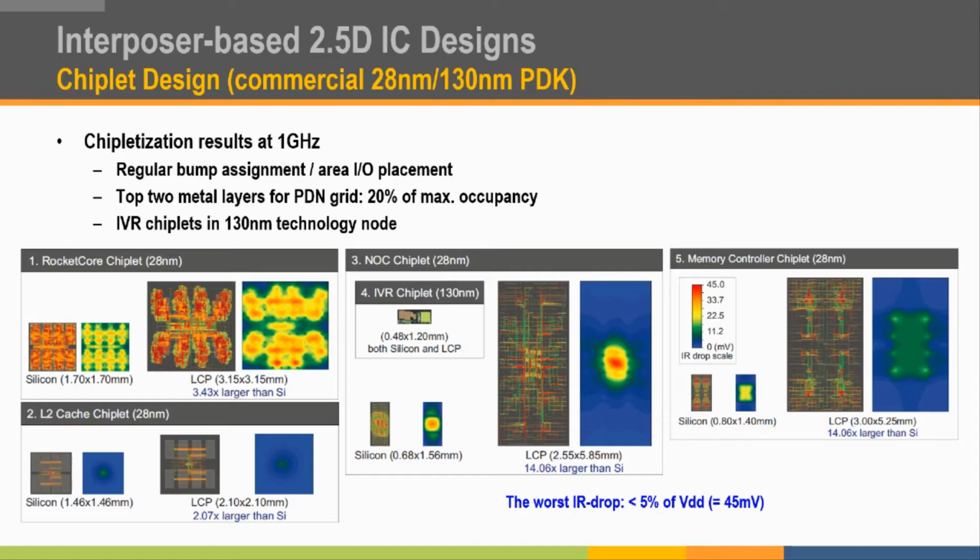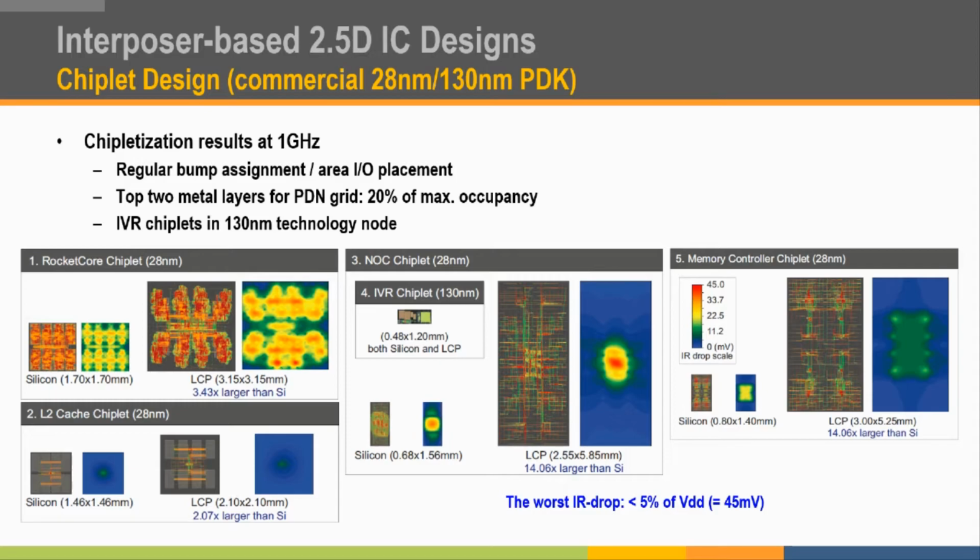the heterogeneity of 2.5D. In LCP design, the footprint of each chiplet has increased because of the 3.75 times larger micro bump pitch than silicon design. In case of NOC and memory controller chiplets, the area of the micro bump array dominates the logic area, so the chiplet areas have increased by 14.06 times. Because of the longer wire lengths in LCP chiplets, the switching power of each chiplet has increased up to 30.4%, which leads to the total power increase.